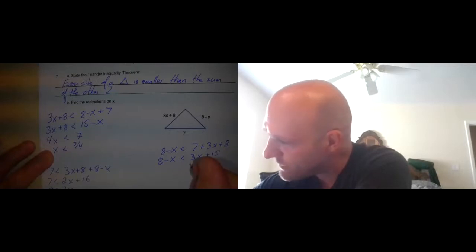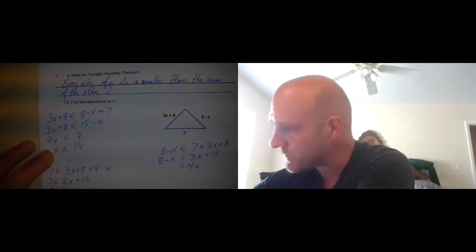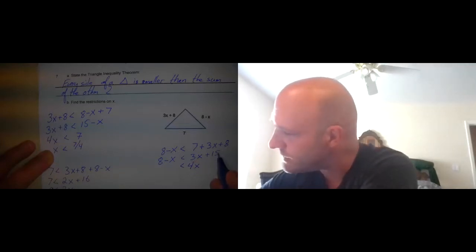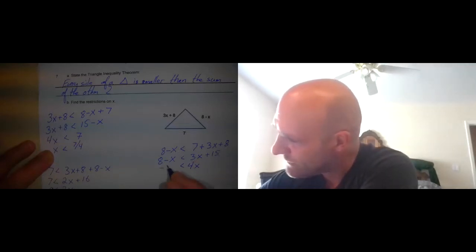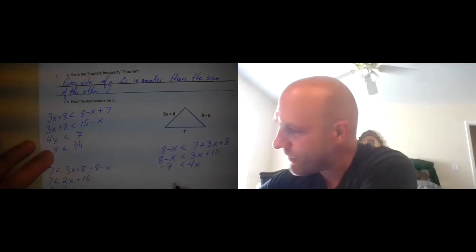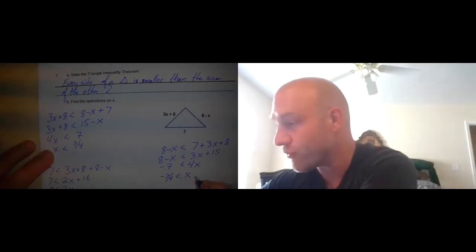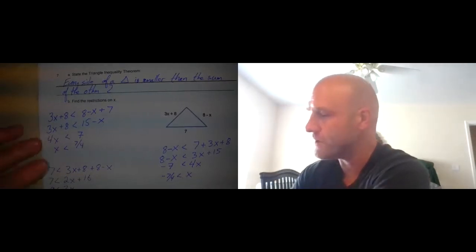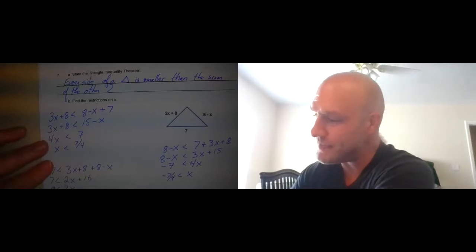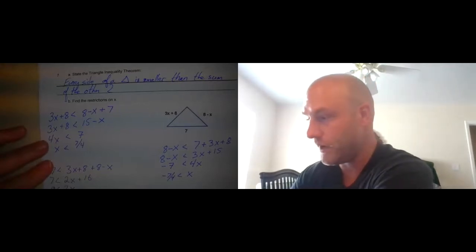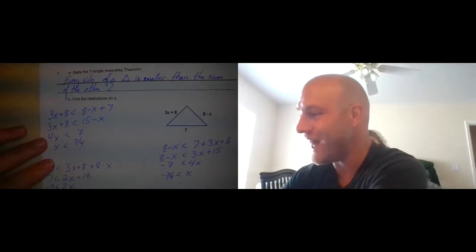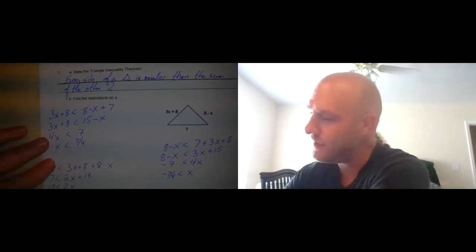Let's add an X to both sides. I'll get a 4X. Let's subtract 15 from both sides. I'll end up with a -7 this time. And if I divide by 4, I end up with -7/4 is less than X. X has to be greater than -7/4, which kind of preempts this one. -9 halves is less than that. It's got to be bigger than this. Then that's not so interesting.